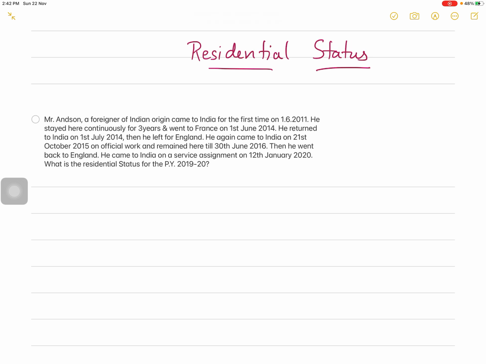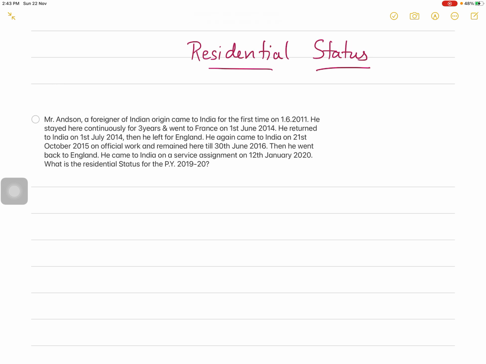Okay. So the first problem, Mr. Anson, a foreigner of Indian origin, came to India for the first time on 1st June 2011. He stayed here continuously for 3 years and went to France on 1st June 2014. He returned to India on 1st July 2014, then he left for England. He again came to India on 21st October 2015 on official work and remained here till 30th June 2016. Then he went back to England. He came to India on a service assignment on 12th January 2020. What is the residential status of the previous year 2019-20?